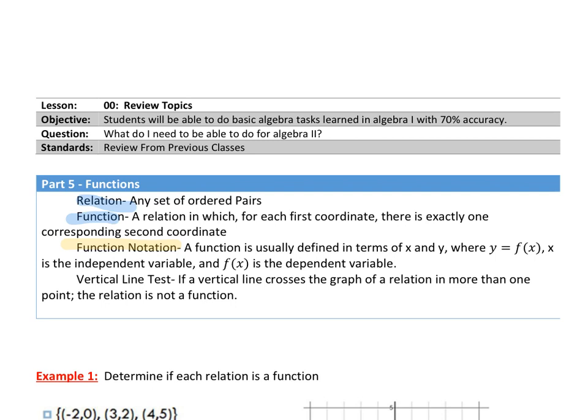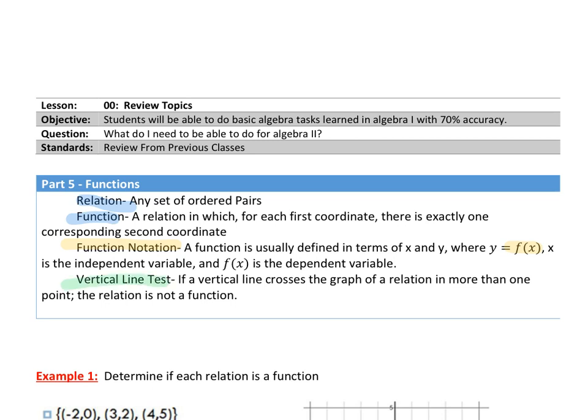Function notation is just the notation used in f of x. So it's read as f of x, and f of x is equivalent to y, which means they're pretty much interchangeable. X is the independent variable where f of x is dependent.